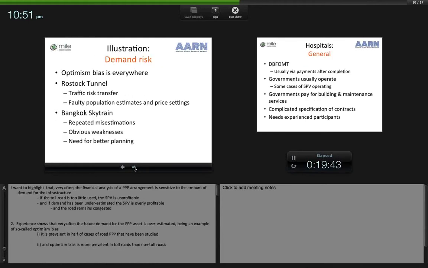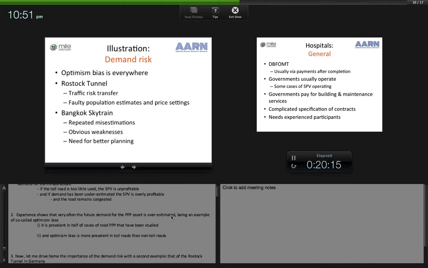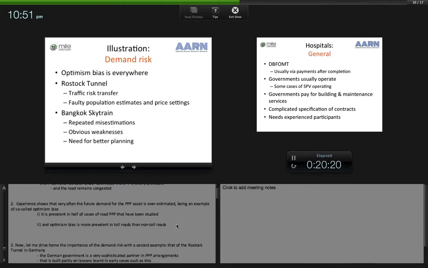Now, I want to highlight that very often the financial analysis of a PPP arrangement is sensitive to the amount of demand for the infrastructure. If the toll road is too little used, the SPV is unprofitable. And if demand has been underestimated, the SPV is overly profitable and the road remains congested. Now, experience shows that very often the future demand for the PPP asset is overestimated. This being an example of so-called optimism bias. It is prevalent in half of the cases of road PPPs that have been studied. And the optimism bias is more prevalent in toll roads than non-toll roads.